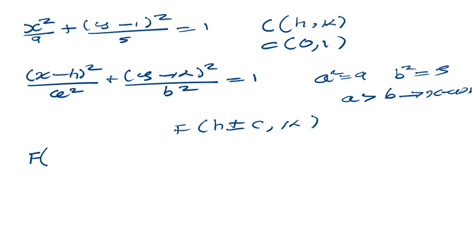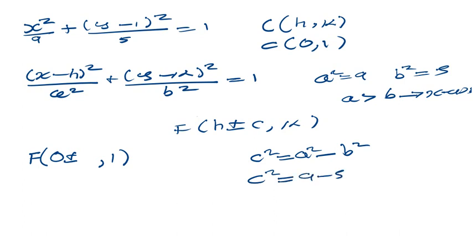So here we just have to know what your h is. Your h is 0, so that will be 0 plus or minus c, comma k, which is 1. To find what my c is, my c squared is equal to the major axis value, my a squared, minus the minor axis, b squared. So c squared is equal to 9 minus 5, meaning c squared is equal to 4. So my c is positive or negative 2.